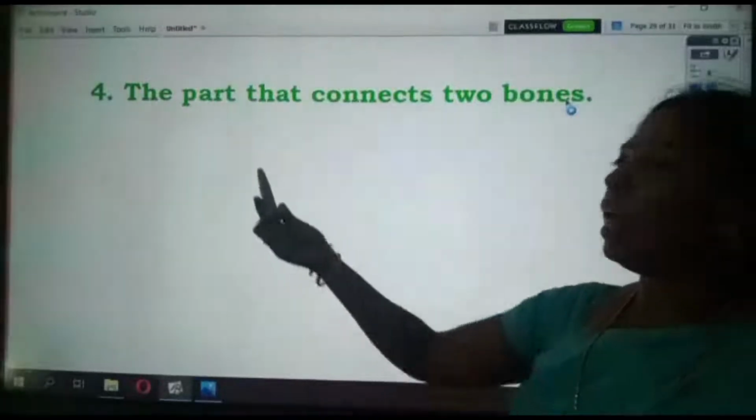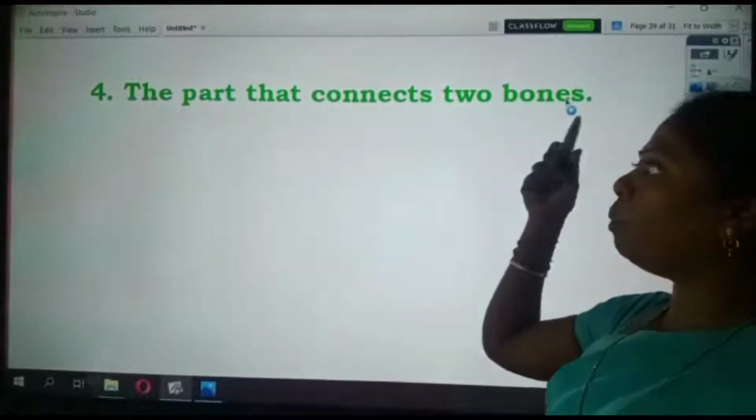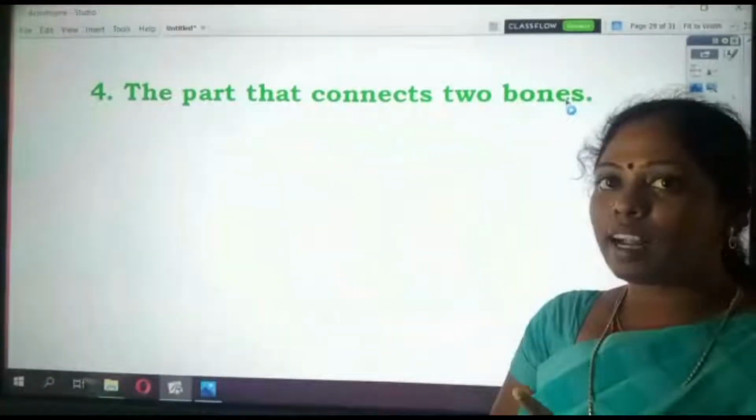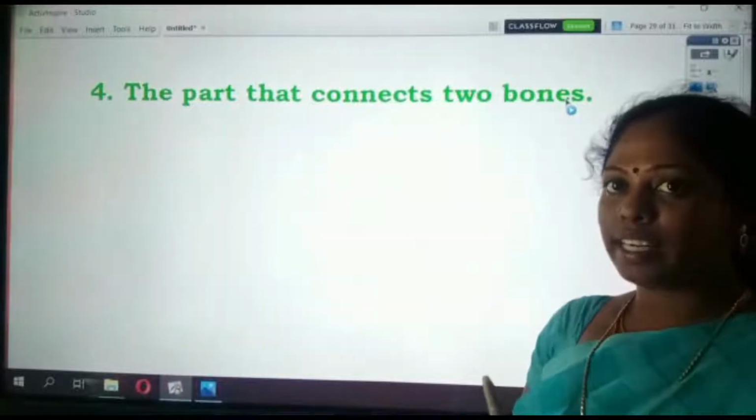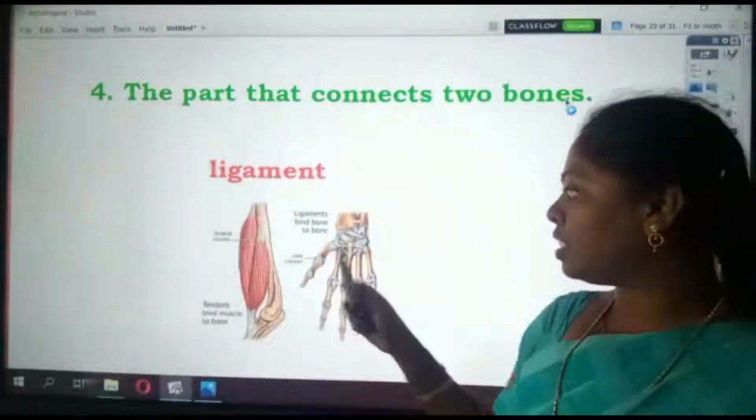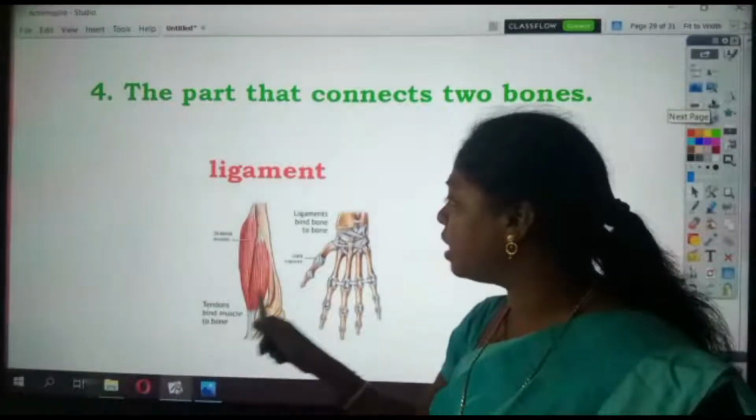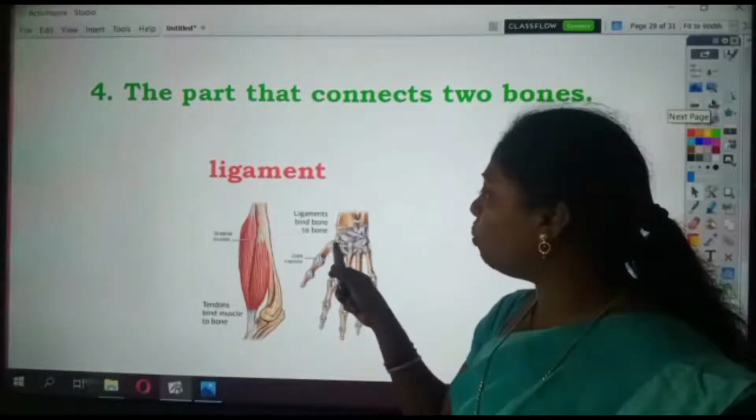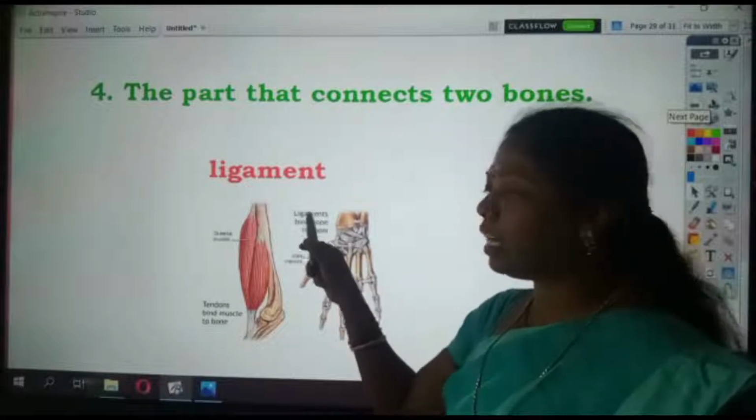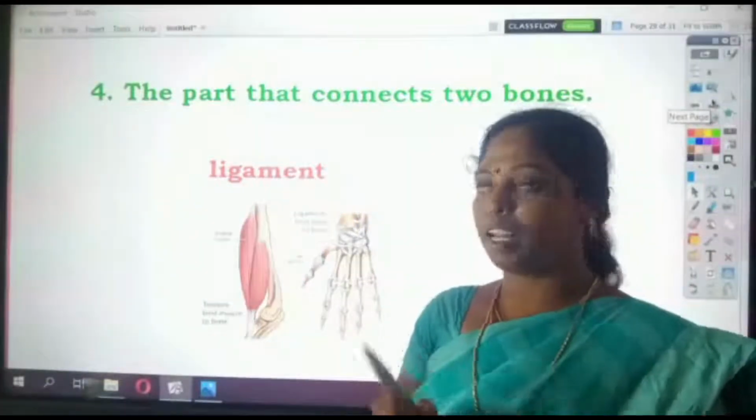Next question. The part that connects two bones. Which is the part that connects two bones? It is the ligaments. The part that connects a muscle and the bone is called tendons and the part that connects two bones is called ligaments. So the answer is ligaments.